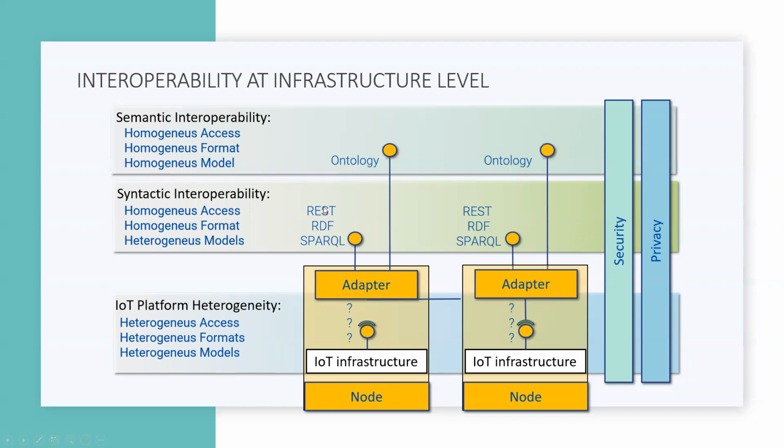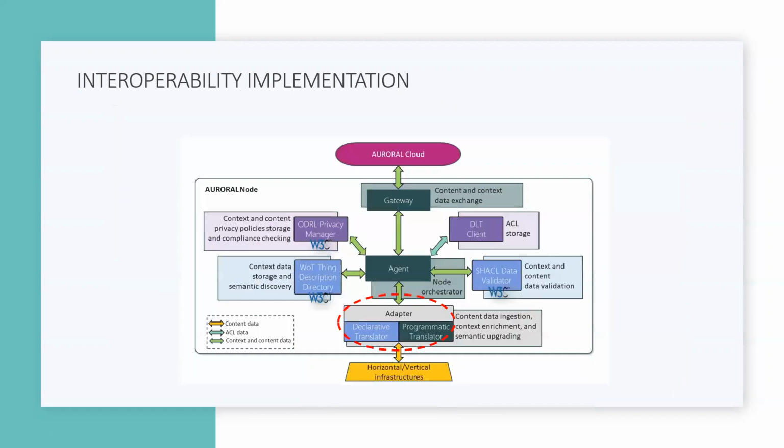Once the syntactic interoperability is accomplished, if the data is aligned to an ontology, a common ontology among all the platform participants, the semantic interoperability is achieved. So here you can see the Aurora node. And in this session, we will talk about the adapter.